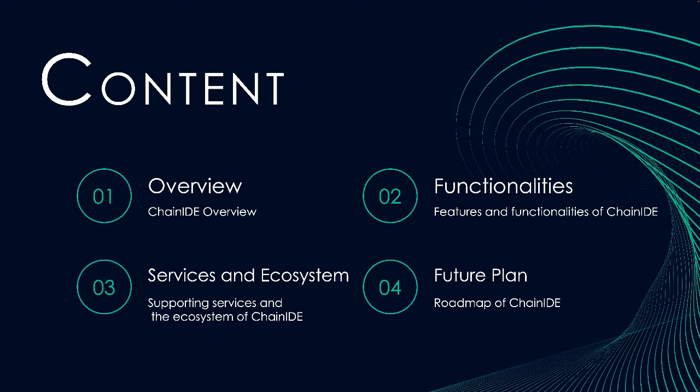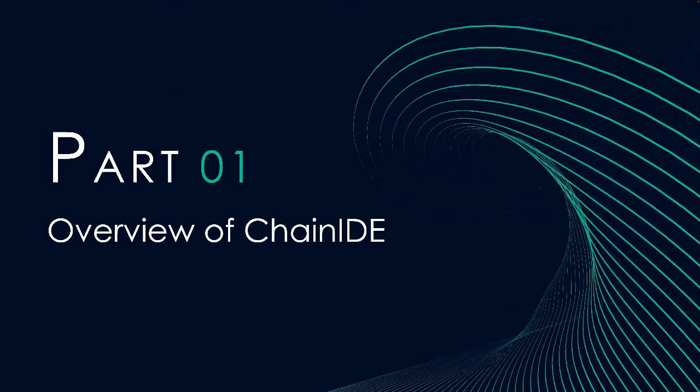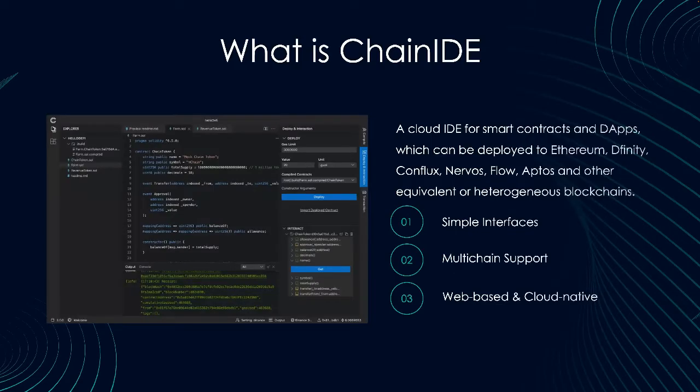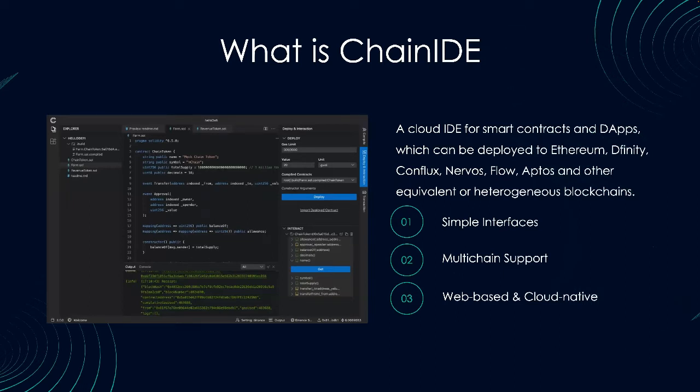So the first part is the overview. What is Chain ID? It is a cloud-based interactive development environment, a full IDE for smart contracts and also decentralized apps, which can be deployed onto multiple blockchains, including Ethereum, Definity, Conflux, Nervos, Flow, Aptos, and other equivalent blockchains.